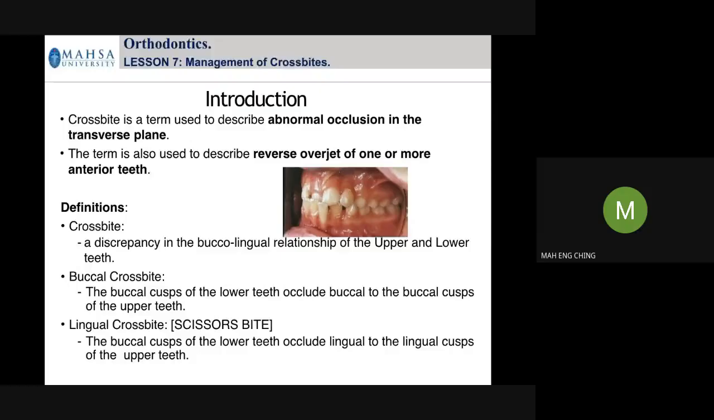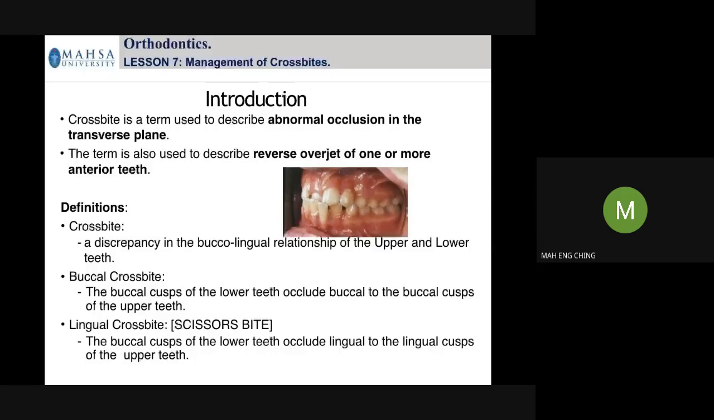The term is also used to describe the reverse overjet of one or more teeth. I think in IOTN, two weeks before, we talked about the reverse overjet. We are talking about reverse overjet when there are 4 incisors involved for IOTN. If fewer than 4 incisors, then we define it as a crossbite. So what's the definition? There are so many. You just choose whichever you prefer.